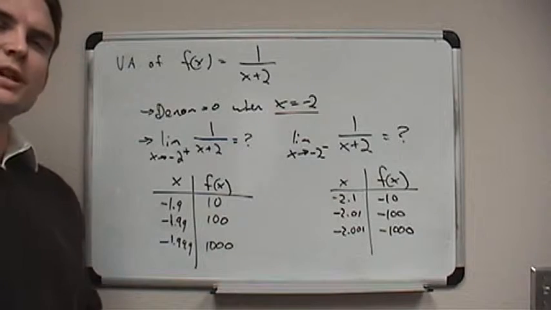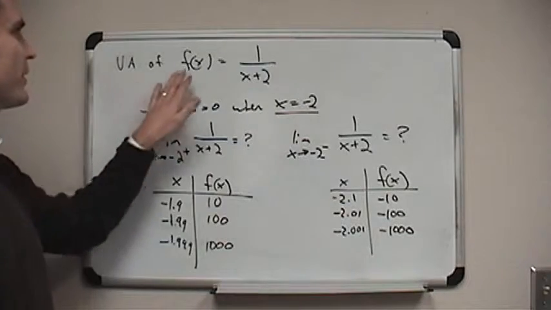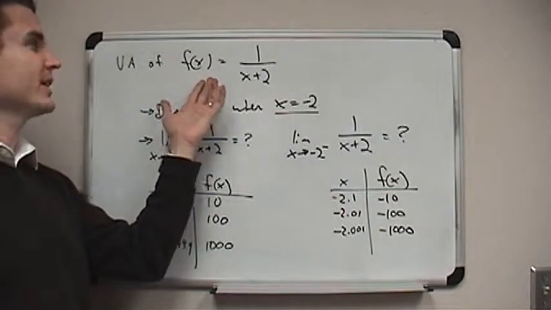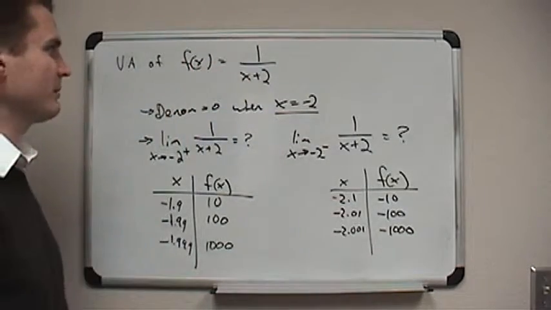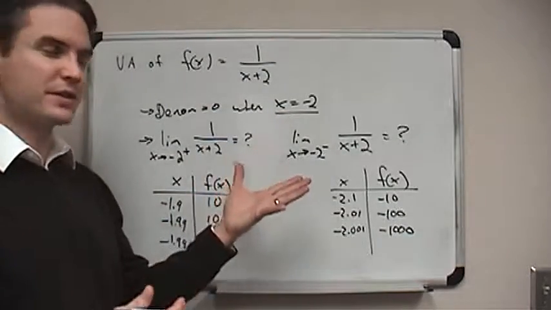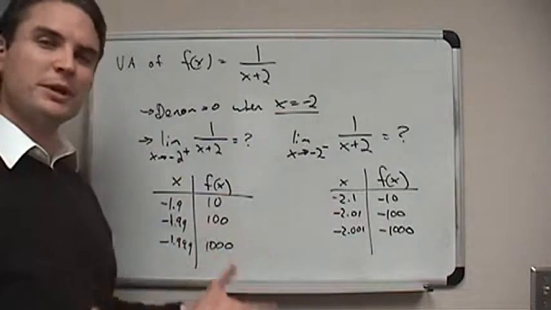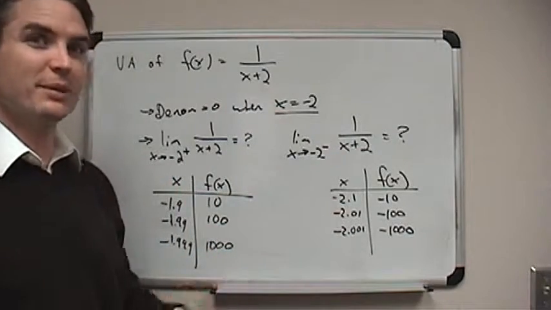Okay, so an example discussing vertical asymptotes of functions here. What are the vertical asymptotes of the function f of x equals 1 over x plus 2? First of all, a rational function, which is the kind we're going to be looking at here, can only have a vertical asymptote when the denominator is 0. It doesn't have to have one there, but it can.